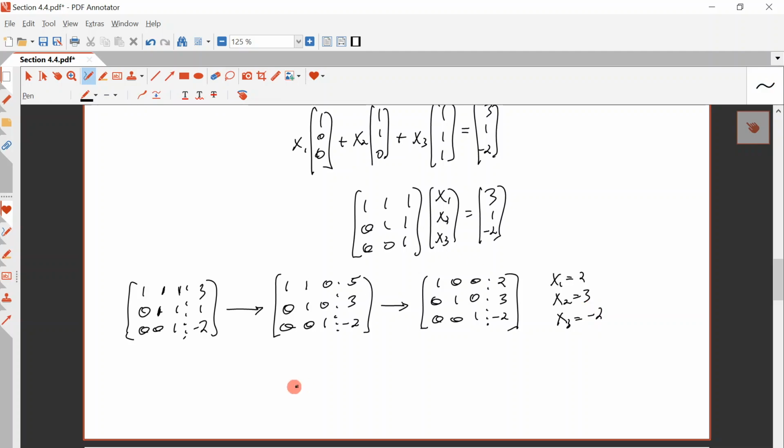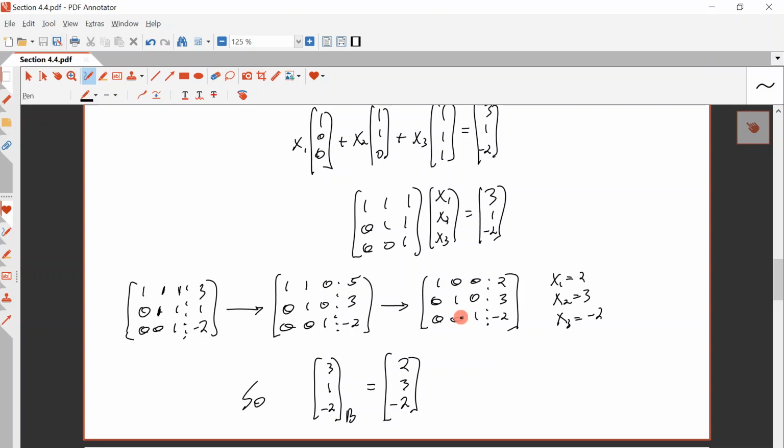Right? So notationally we write that the coordinates of 3, 1, minus 2 with respect to this basis B is equal to 2, 3, minus 2. Right, so with a different basis, you get different coordinates. All right?